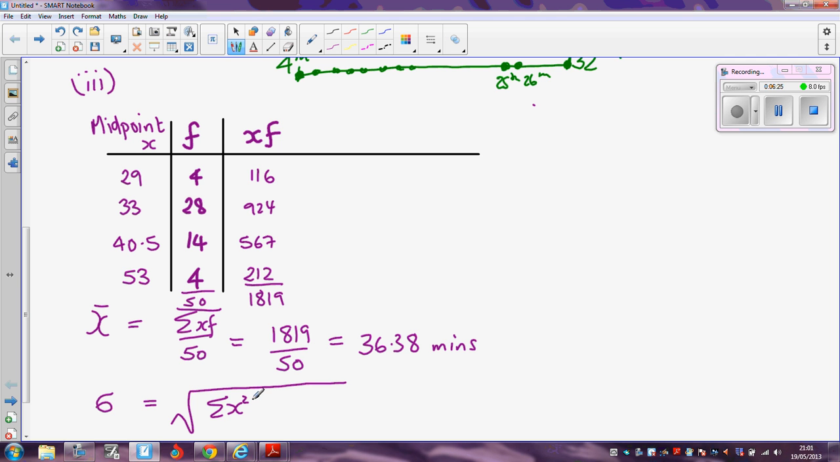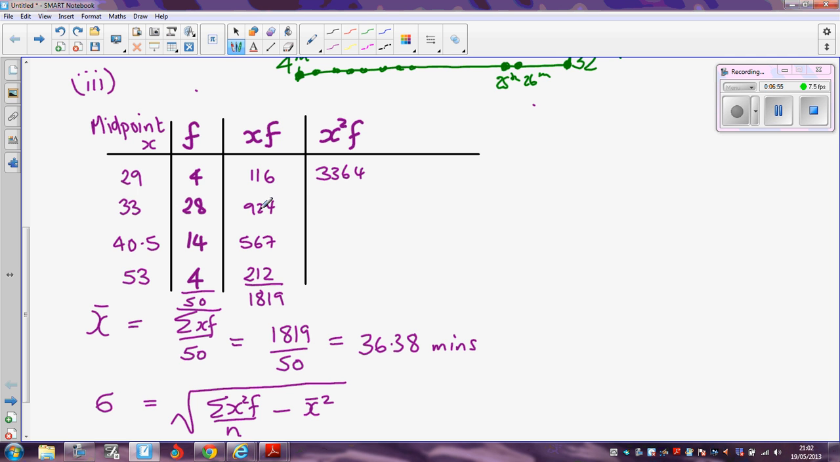Now, to find the standard deviation, what I need to do is the square root of sigma x squared f divided by n, which in this case is 50, take away the mean squared. So I need to create another column here, which is going to be my sigma x squared f column. Okay, so I'm going to do x squared f this time. And the easiest way to do x squared f is just to do the x column multiplied by the xf. So I'm going to do 29 times 116.